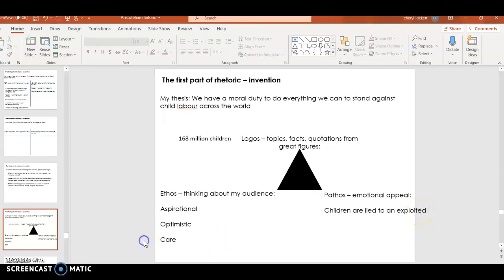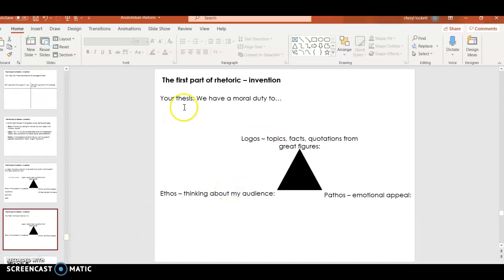Okay, so can you please use this process for your speech? So your thesis, we have a moral duty to, whatever you wrote. And can you just draw this diagram in the middle of a page, leave yourself loads of space because you're going to find loads of information, and spend some time on Google, researching and reading, finding out the facts, finding out the pathos, finding out some anecdotes about individuals. Some of this you will use, some of it you won't. But the better your research now, the easier you'll find it to write your speech in the future.